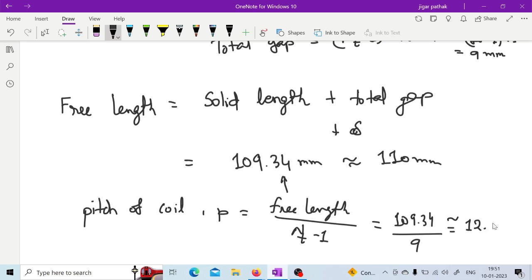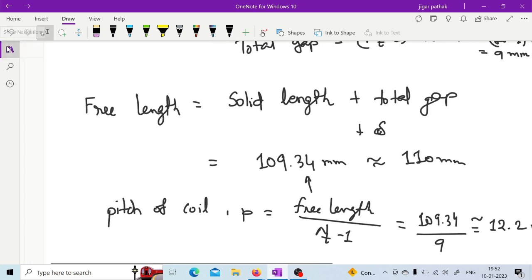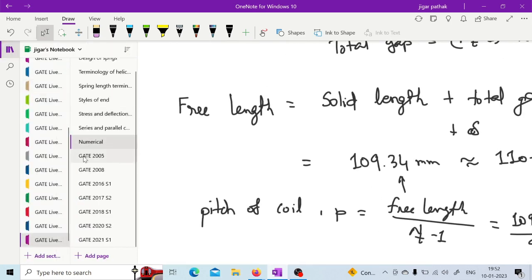Everyone is getting 12.2? Yes, sir. Okay, so this is how you can calculate your pitch also. And finally they have asked you to draw this spring, which you can draw by yourself, right? Yes, sir. So this is how you can design the spring, right?